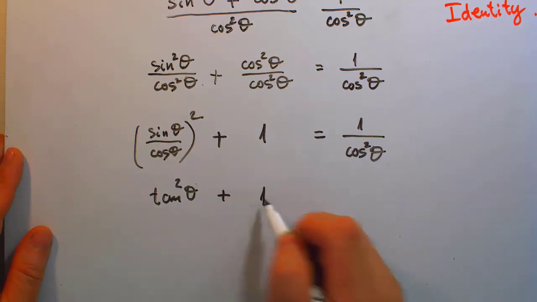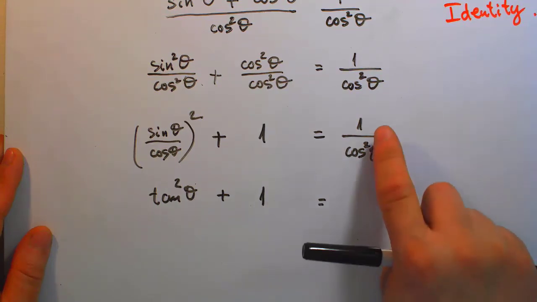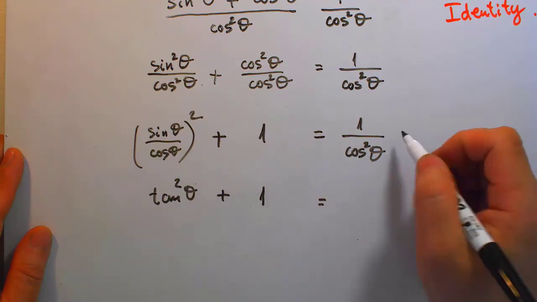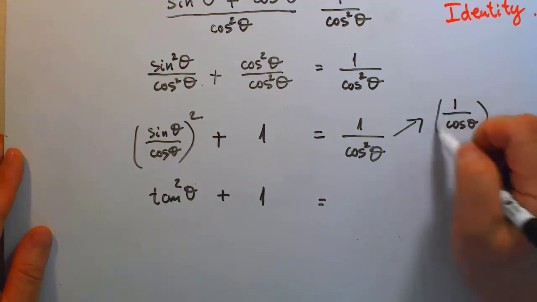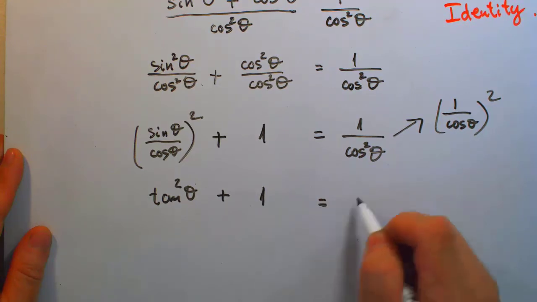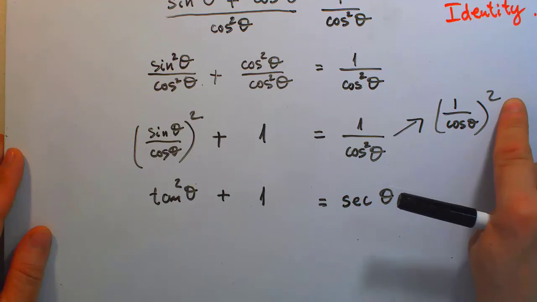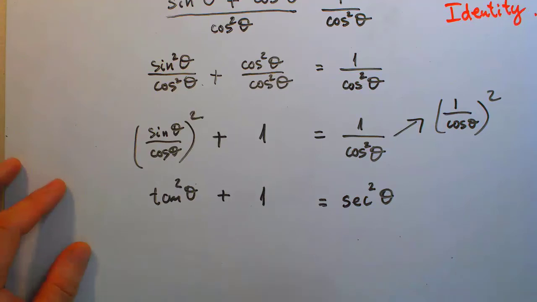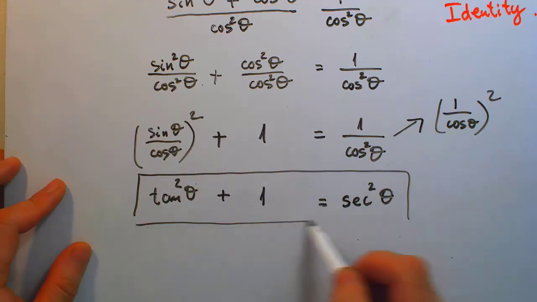And then tangent square plus 1 equals, let's have a look at our right hand side at this point. So 1 over cosine square, the same reasoning as earlier, can be thought of as 1 over cosine theta, but all squared. And 1 over cosine was previously defined as secant of theta. Taking into account that square, we came down to secant square of theta. And so what we have found here is that we came up with another identity.